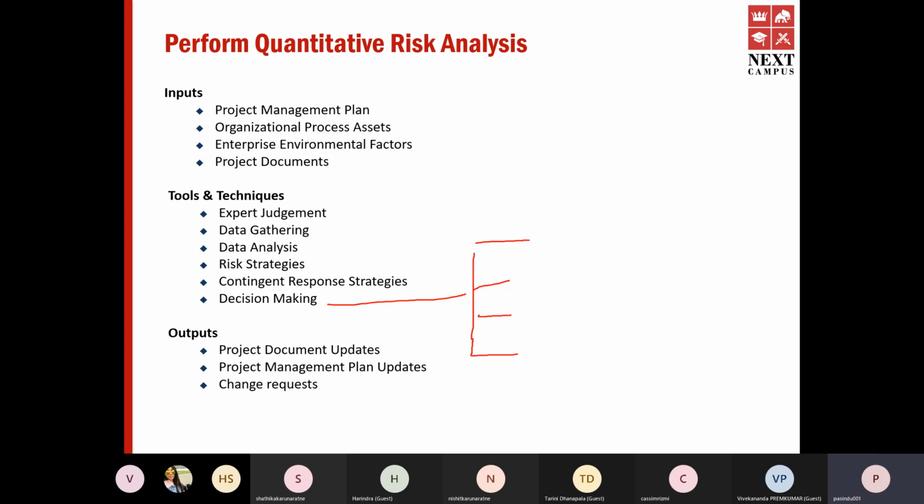One is unanimous. You want everyone to agree. Then we spoke about majority, where you have more than 50% agreeing to the decision, right? Then you have plurality. Largest group holds the decision. And finally, you have dictatorship. One person takes the decision on behalf of the team. So these are the 4 decision-making techniques that are available.